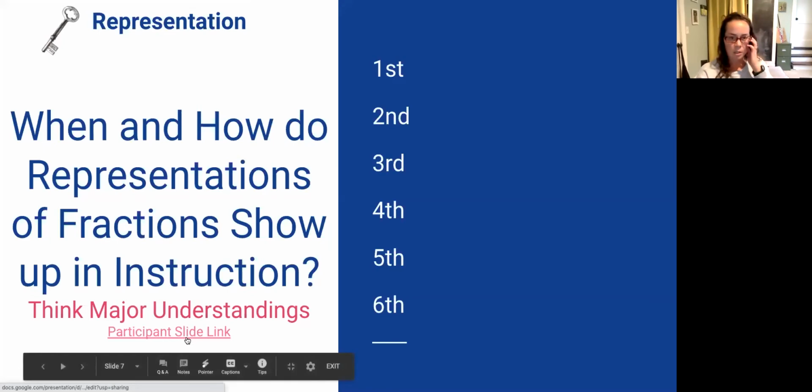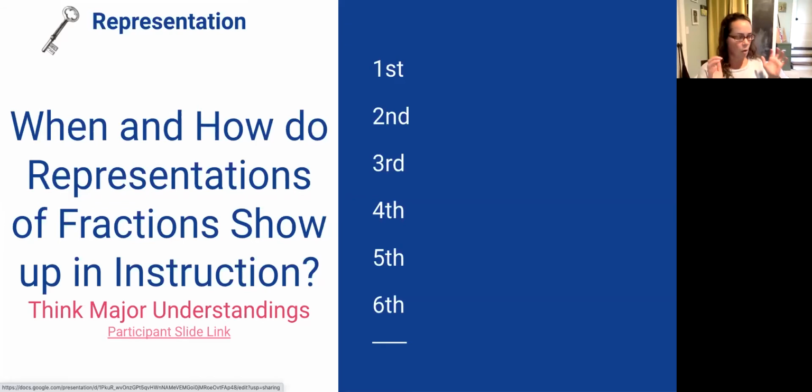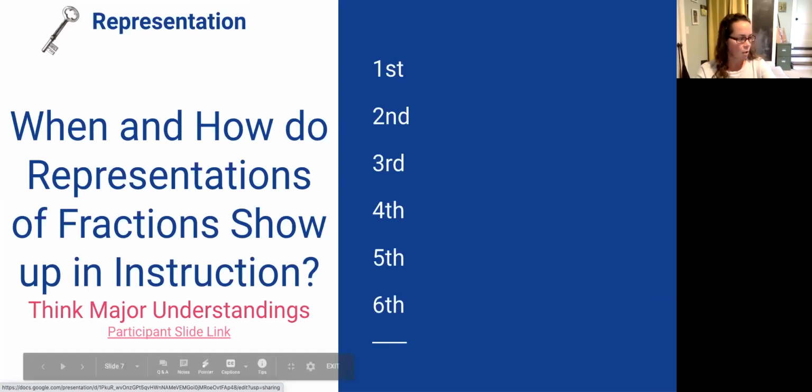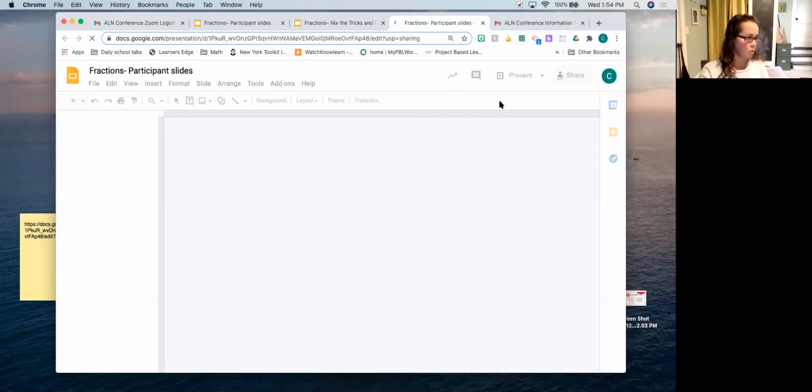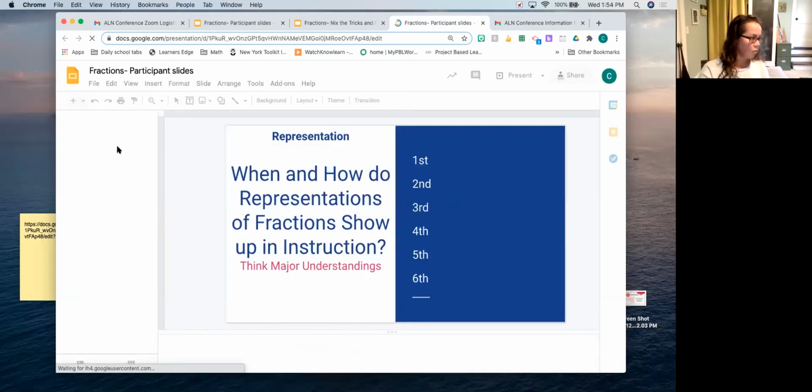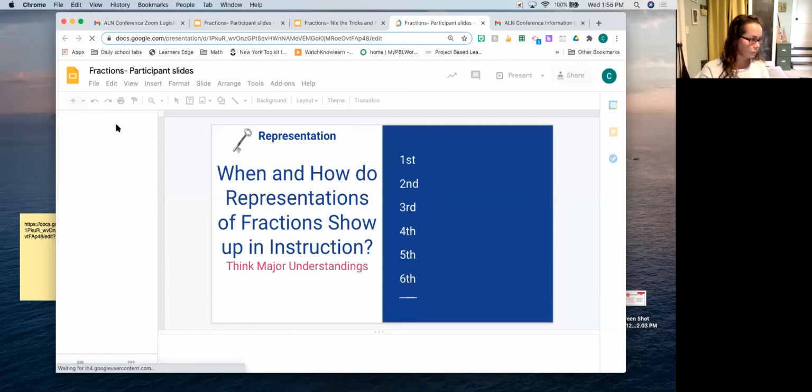So I'm actually going to break you into breakout rooms really early in this, and I am going to have you work with your teams to think about how and when representations of fractions show up in your instruction. I only have it going up to sixth grade, you'll see. If you want to continue that and add a column onto the table, you are also able to do that.